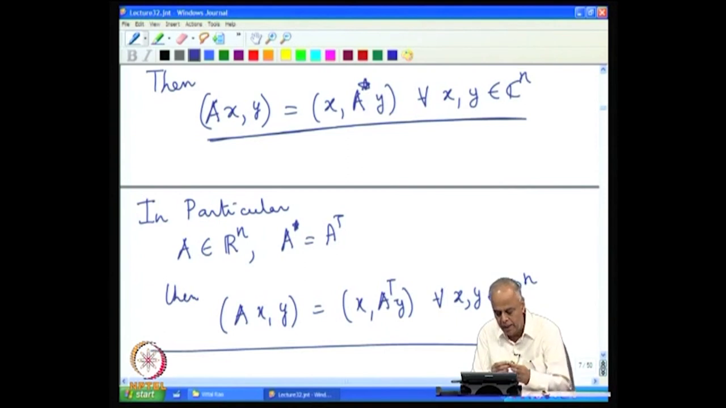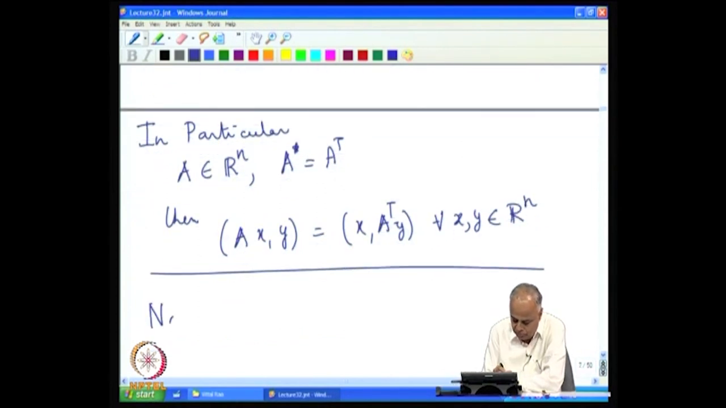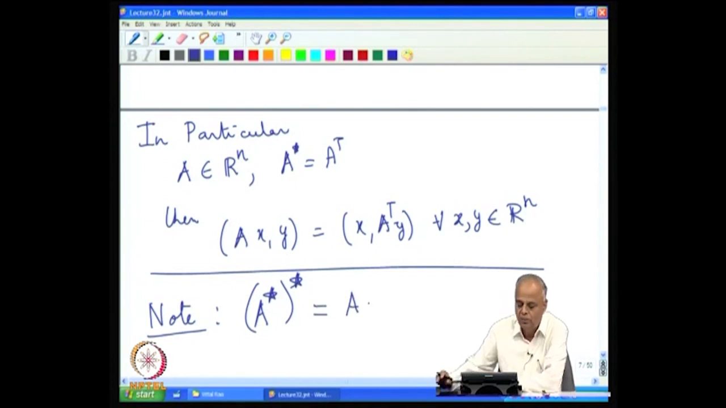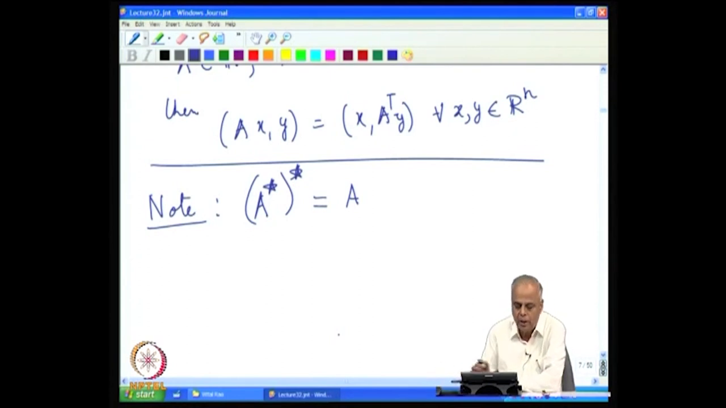Very important identity: Ax comma y equal to x comma A star y. That is, if we move the A in the inner product from one factor to another factor, it moves as A star. Here A was in the first factor, now we wanted it to move to the second factor, it moved as A star. Similarly, if we have to come back from the second to the first, it will come back again with A star. Note that A star star is equal to A. Take the matrix, transpose and conjugate, and once you transpose and conjugate again, you get A. So, these two identities are going to be very useful for us.